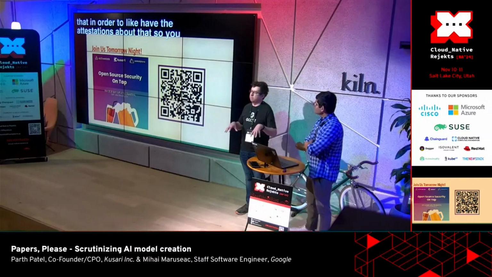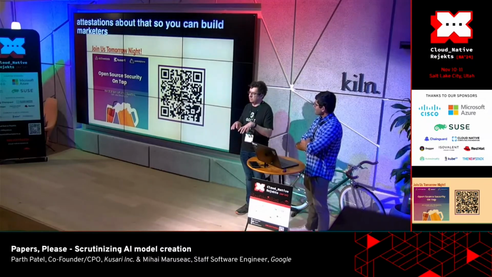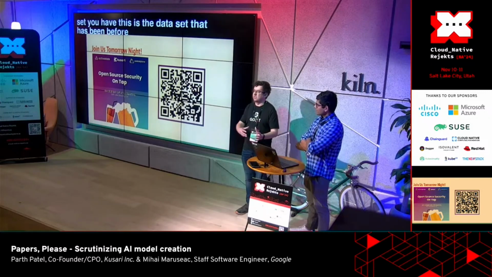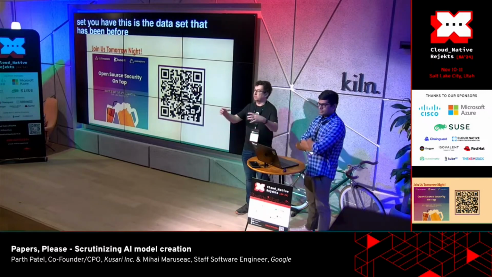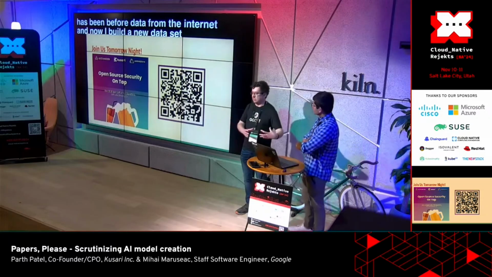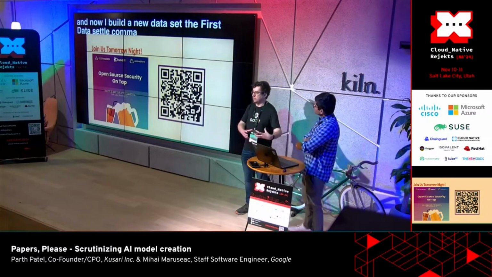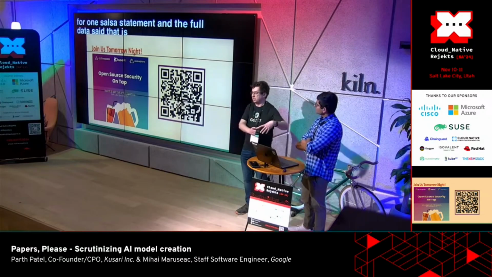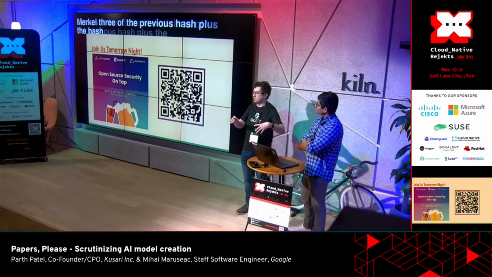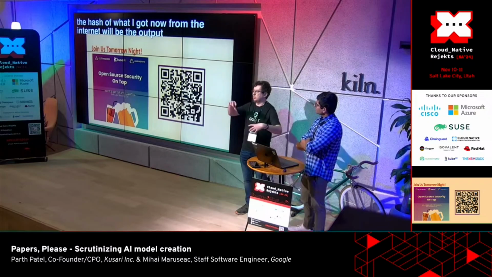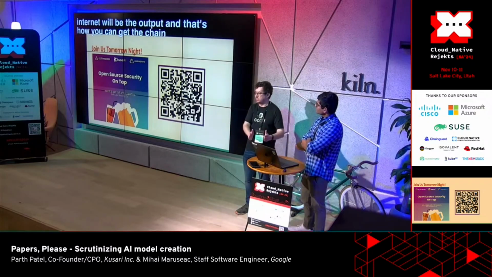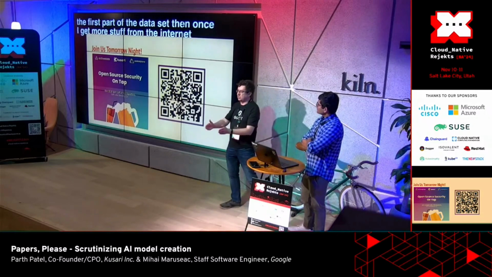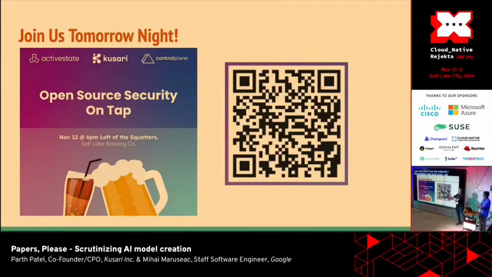So you can build Merkle trees on the data set. This is the data set that has been before. I ingest more data from the internet and now I build a new data set. The first data set would come as the input for one SLSA statement. And the full data set, that is the Merkle tree of the previous hash plus the hash of what I got now from the internet, will be the output. And that's how you can get the chain. This is the first part of the data set, then once I get more stuff from the internet, I'll have another hash, and once I get more stuff, I have another hash, and so on.